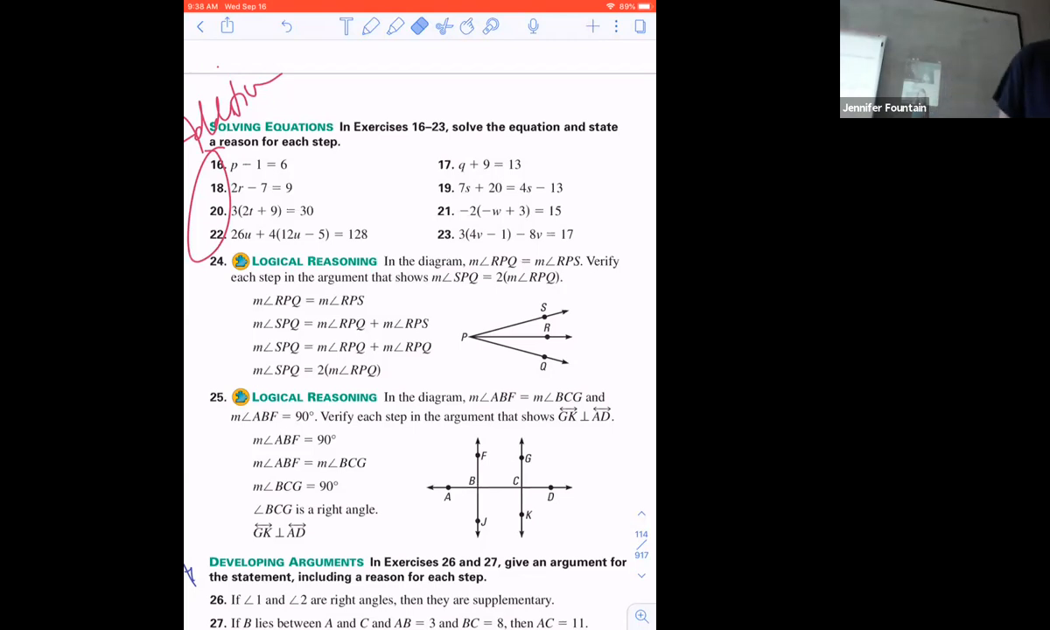Good. Then we have the measure of SPQ is equal to the measure of angle RPQ plus the measure of angle RPQ. So what did we do from here to here? We substituted this for this. And then finally, we said that the measure of angle SPQ equals 2 times the measure of RPQ. Notice that we took these two here and we did kind of the reverse distributive property, right?